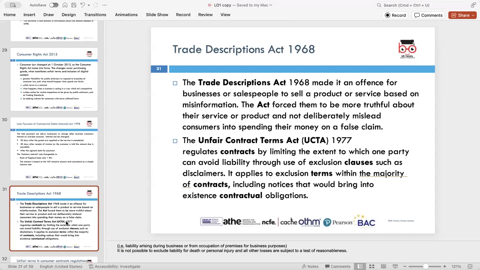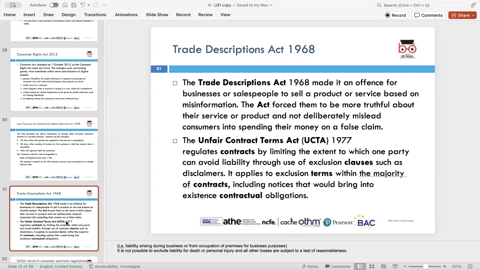Businesses or salespersons who sell products or services based on misinformation are considered to be in violation of the Trade Descriptions Act of 1968, which made it a criminal offense. As a result of the act, they were required to be more accurate about their services and products and to refrain from intentionally misleading customers into spending their money on a claim that cannot be verified.